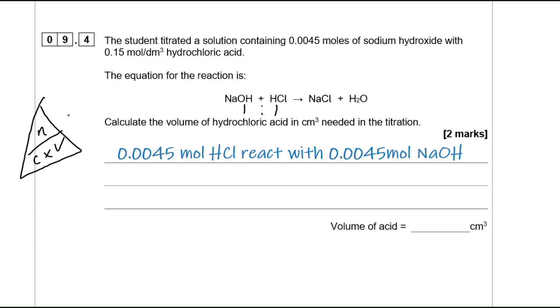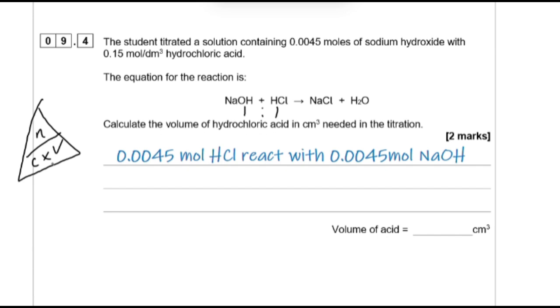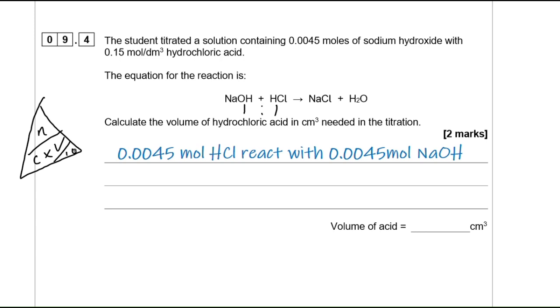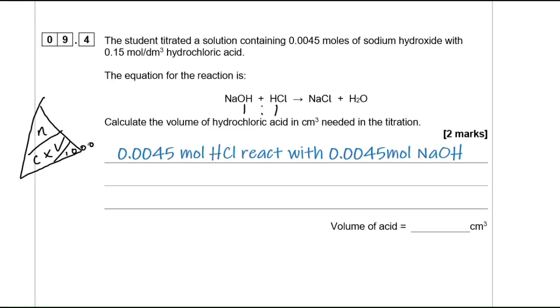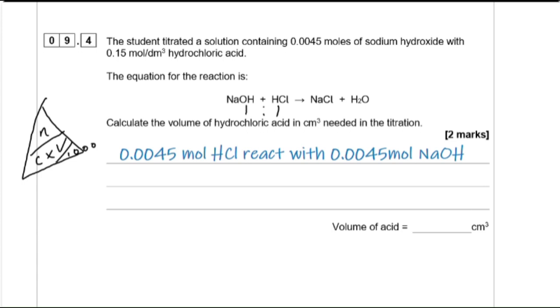Now we have the moles of hydrochloric acid, we have the concentration of hydrochloric acid, so we use our formula triangle NCV to work out the volume. NCV standing for, of course, number of moles, concentration and volume. Not forgetting that our volume in our concentration is decimeters cubed and in our titration is centimeters cubed, so we must divide our V by 1000.